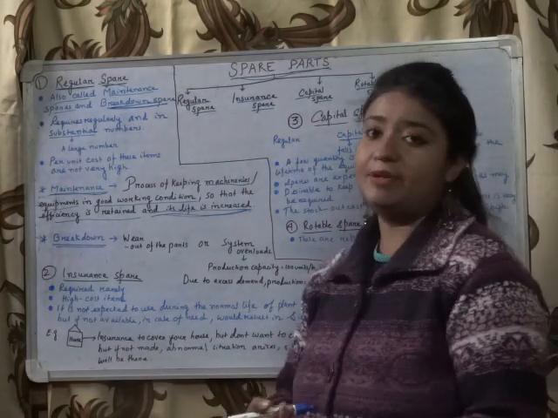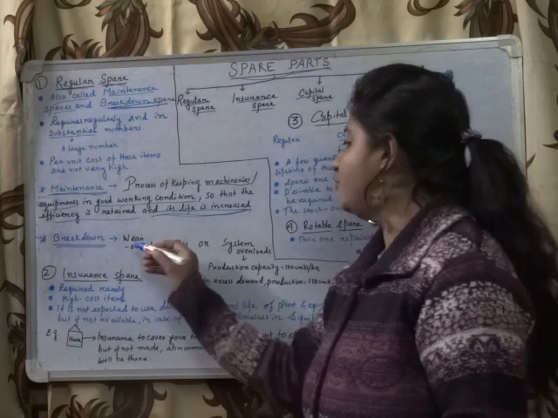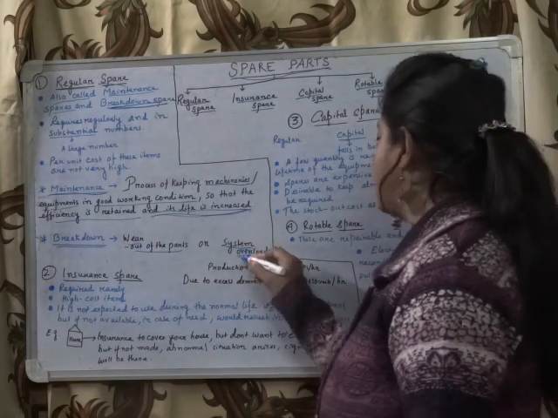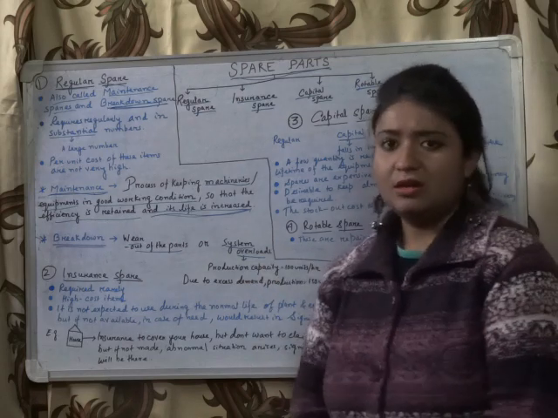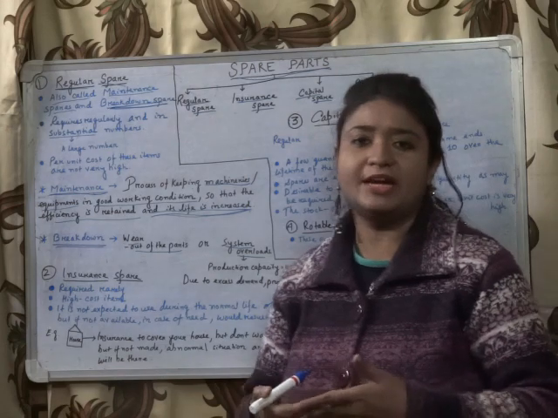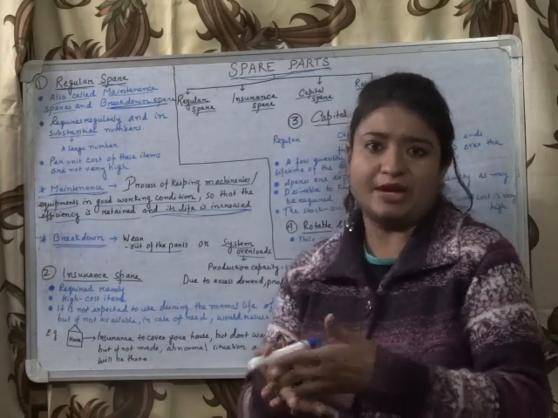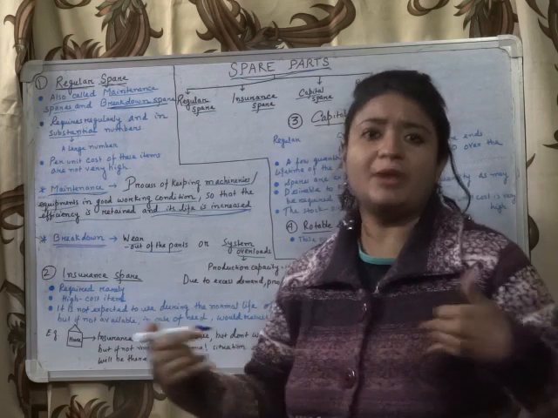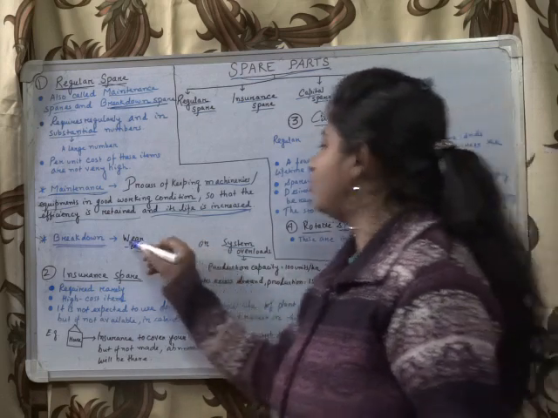See, breakdown can be of two types. One, due to wear out of the parts, or two, system overload. What are they? During the processing of any product, suddenly the machinery gets a breakdown in some way. That is normal. So that is wear out of the parts.